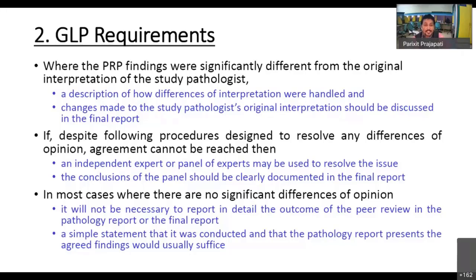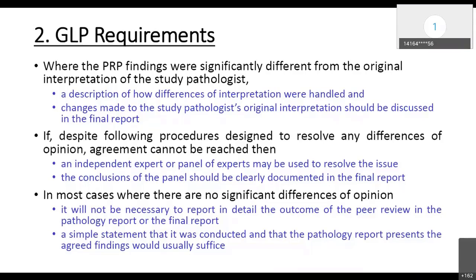Sir, please continue. Yeah. But in the majority of cases, if no significant differences of opinion occur during the process, then it is not necessary to report in detail the outcome of peer review in the pathology report or final report. Just a simple statement from a peer review pathologist would suffice, and that can be a part of the study file, not part of the study report. Next one, please.